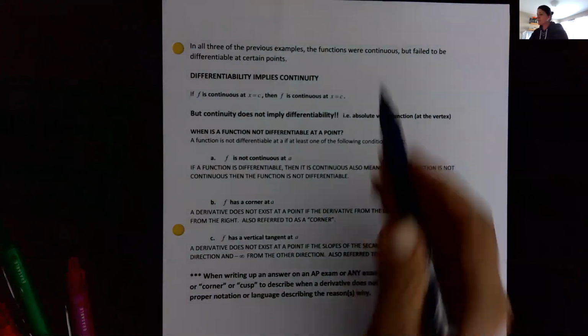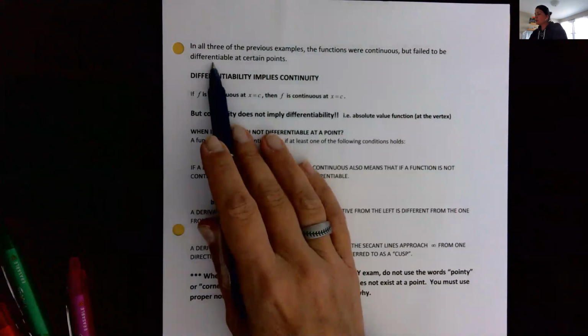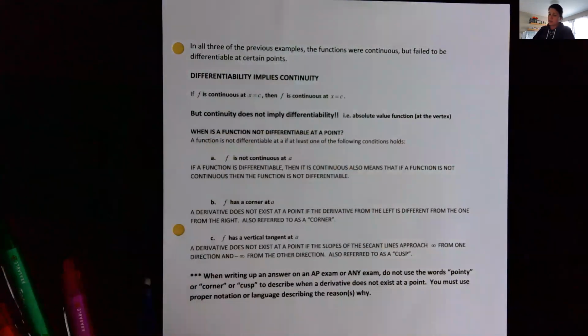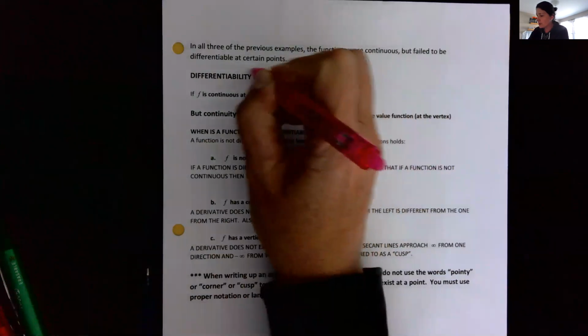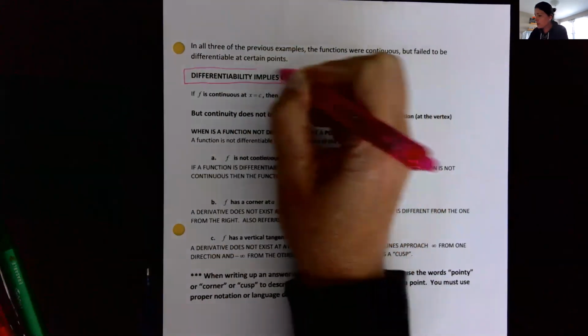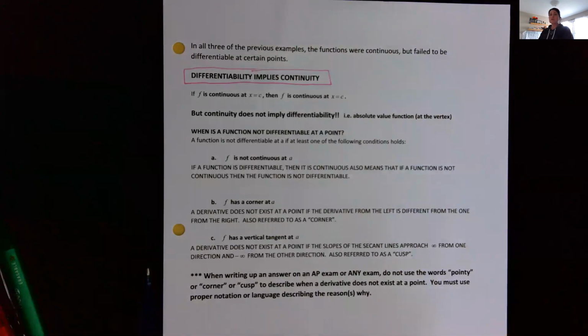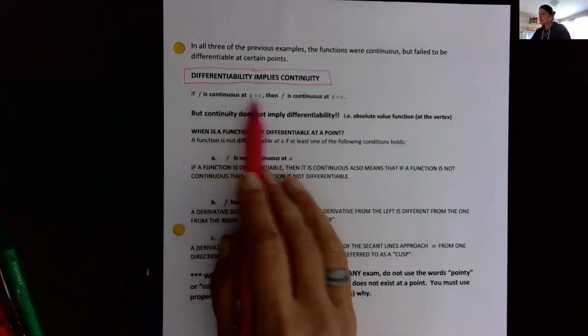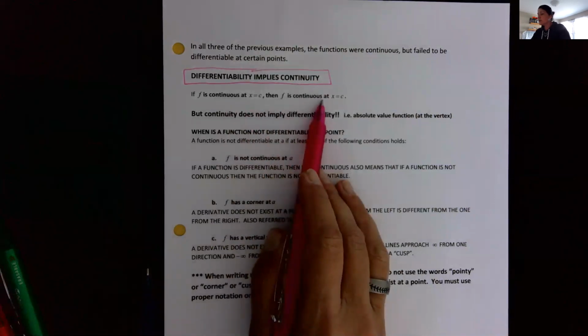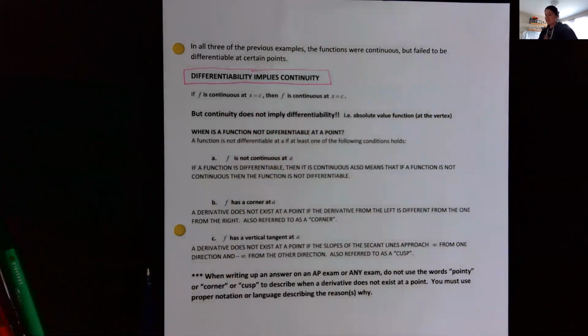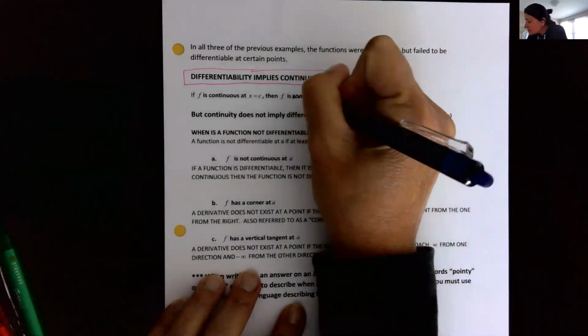In all 3 of the previous examples, the functions were continuous but failed to be differentiable at certain points. Here is the large takeaway from all of this. Differentiability implies continuity. The 2 AP questions we've gone over in class already that said that the function was differentiable, what did I tell you? You can guarantee continuity when you have differentiability. Here is why. We just proved all of that, okay?